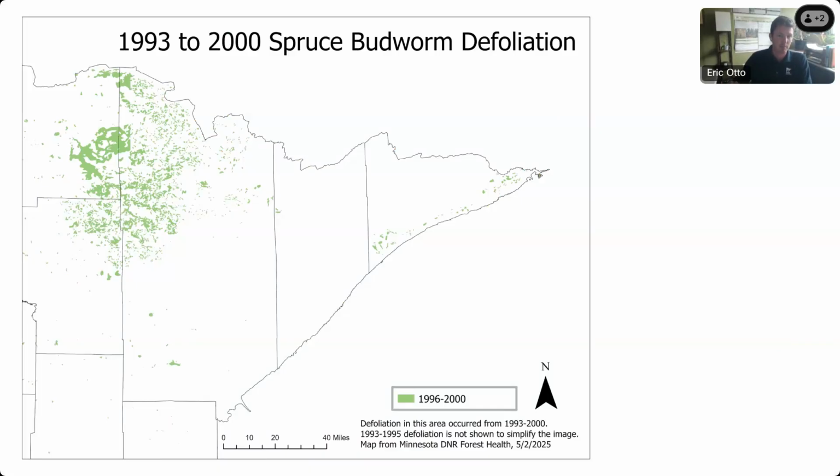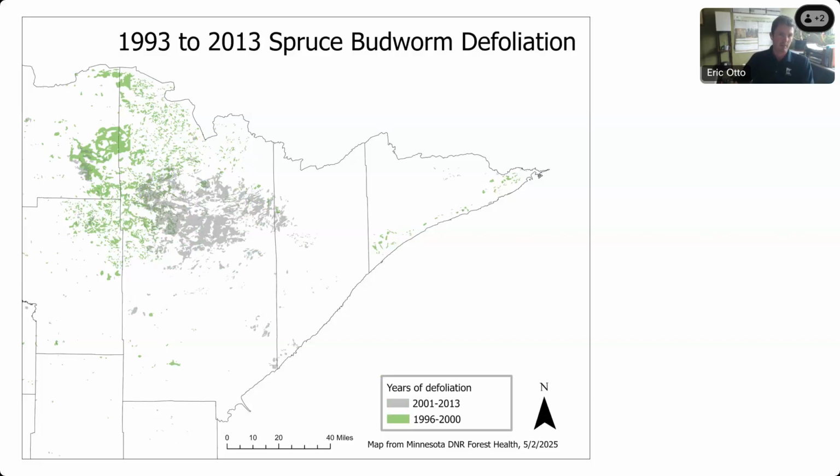Before roughly about 96, a lot of the aerial surveys were in the air. These maps were hand drawn. So they weren't these discrete polygons that are now digitized on tablets. So this just makes it easier to look at. But this is roughly the defoliation from 1993 to 2000.